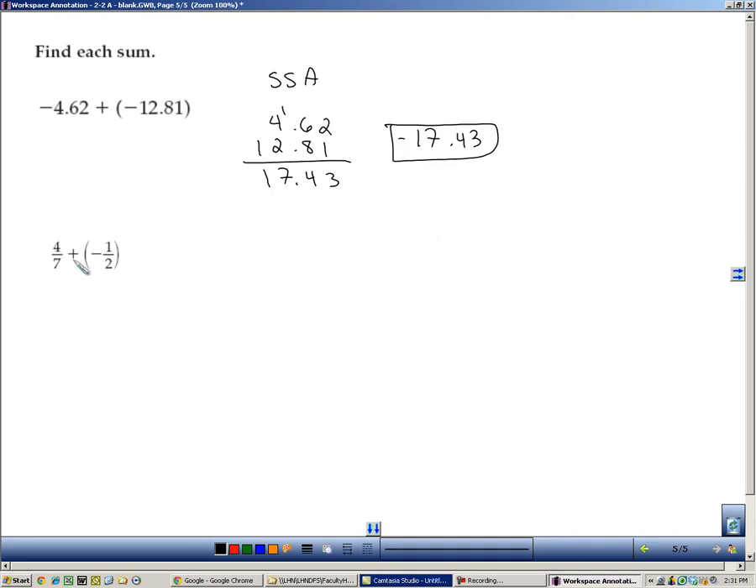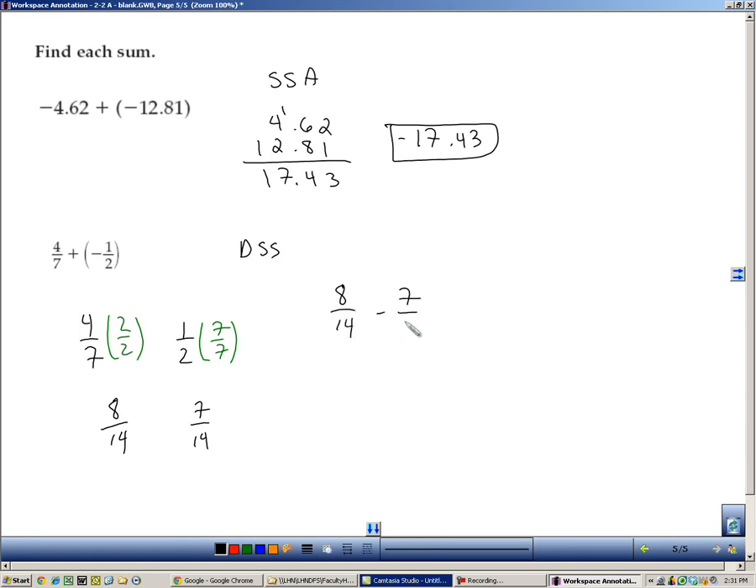Here's an example where we're going to add two numbers with different signs. So we'll say different sign subtract. Now we're going to have to figure out which one of these is bigger. The way we do that is we got to get them to have common denominators. So 4 over 7 and 1/2, the common denominator here is 14. So we'll multiply this by 2 over 2, and this one by 7 over 7. So that's 8 over 14, and this is 7 over 14. So this one has the bigger absolute value. So we're going to do 8 over 14, and then we're going to subtract the smaller one, 7 over 14. And that equals 1 over 14.